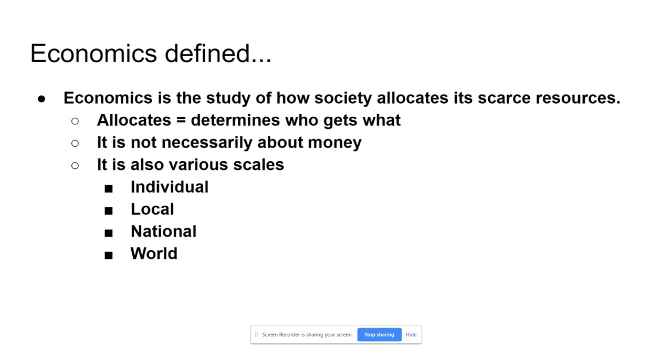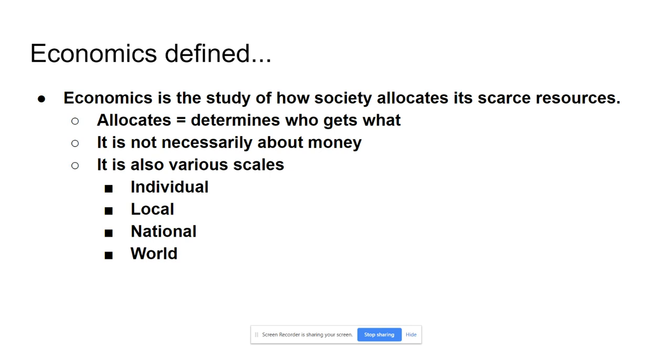You could even get into what we would call less tangible resources. Who gets access to education, right? Who gets access to intellectual property, right? So books, movies, anything like that. That's what economics is, the study of how society allocates its scarce resources. And we're going to talk about scarcity here in a little bit, but suffice it to say, scarcity just means that there's a limited amount of something. Again, we're going to get into that in a minute.